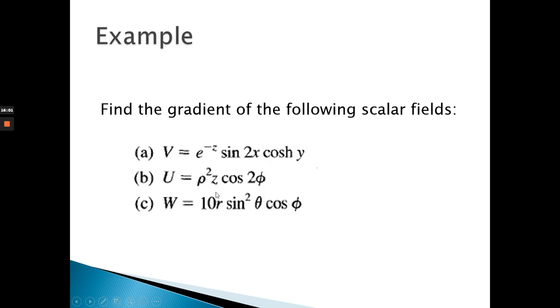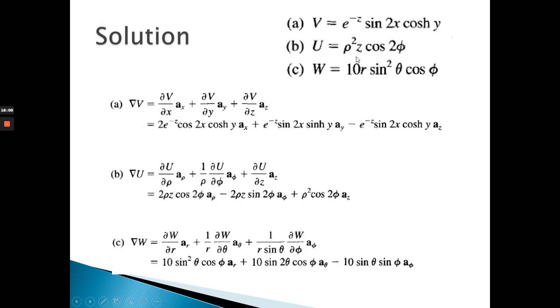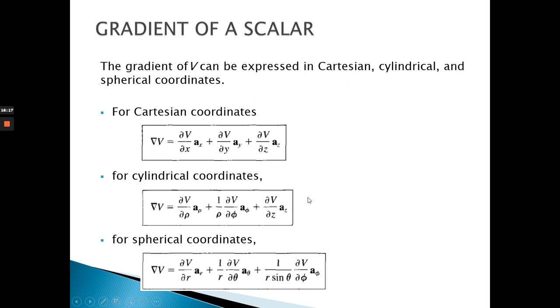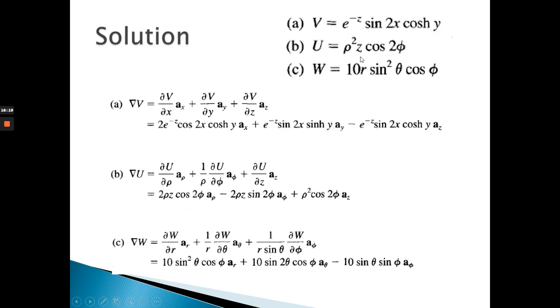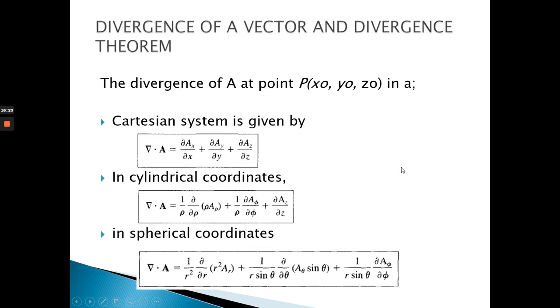Similarly, you use this for this, because this is rho, z, and phi. So we already know this is cylindrical, and this is spherical, because r, theta, and phi. So for this, you use this. So now this is done. So we move on to our divergence.